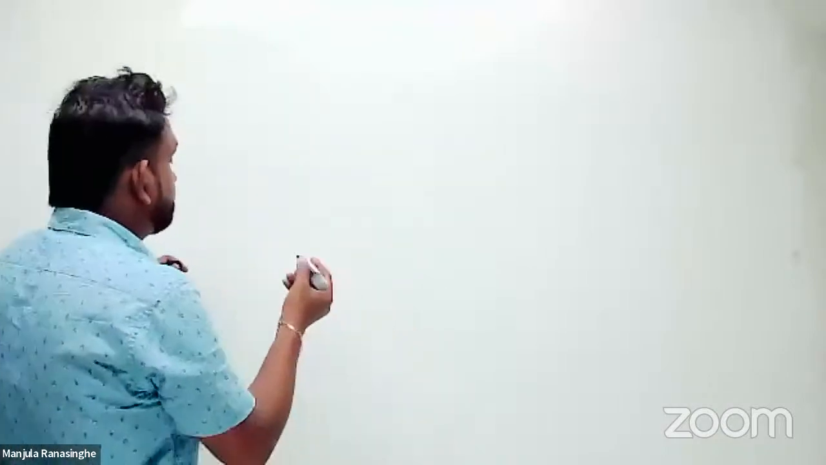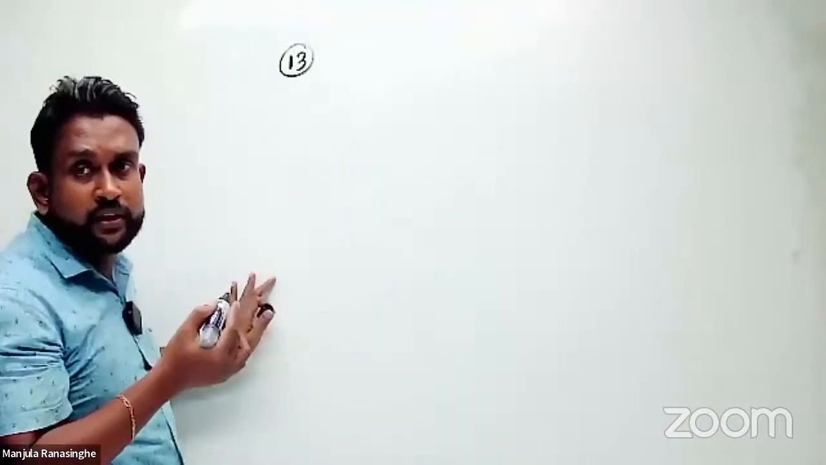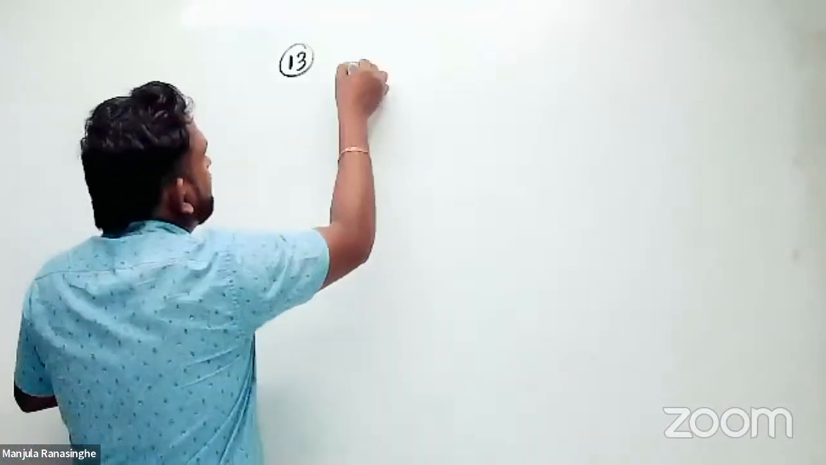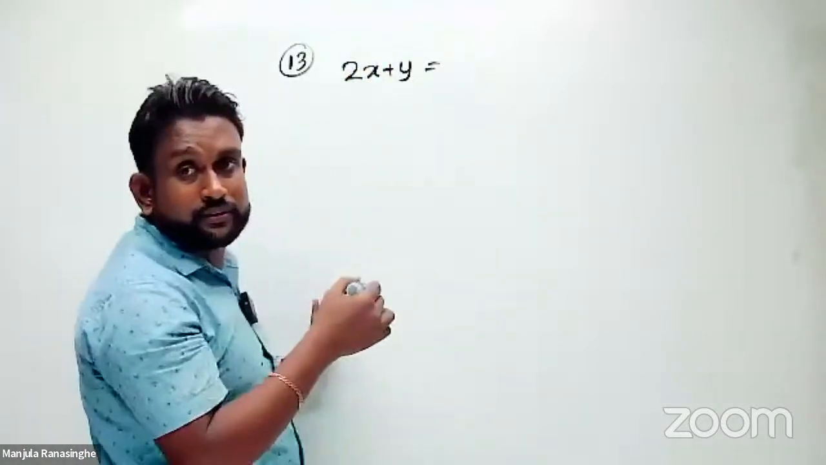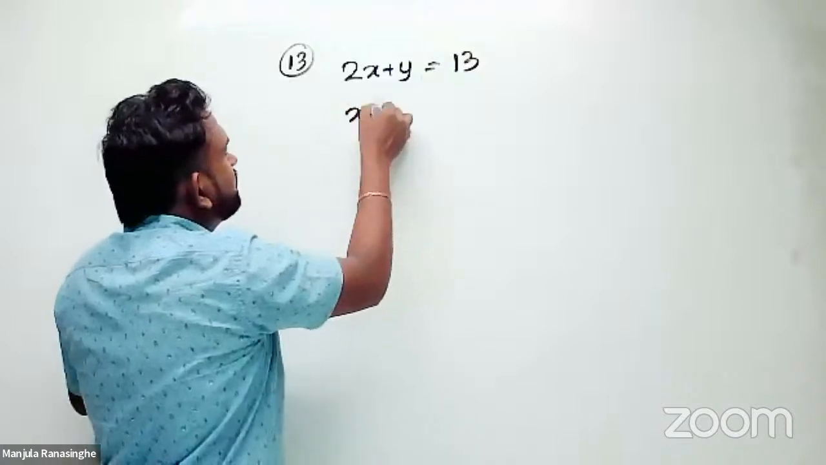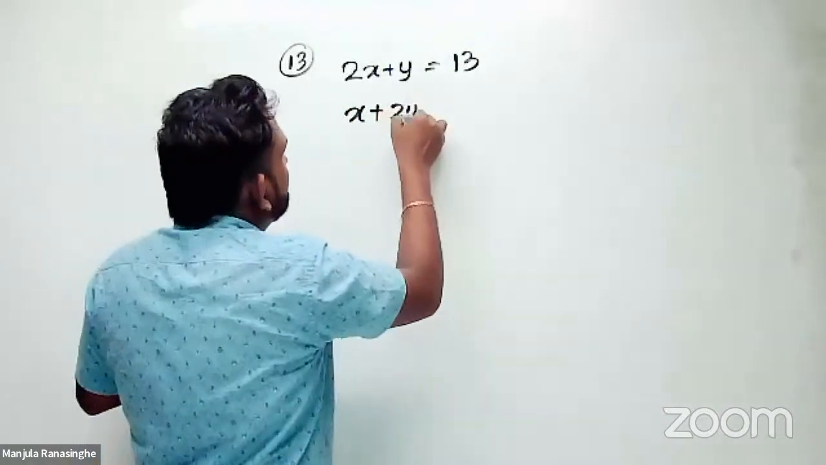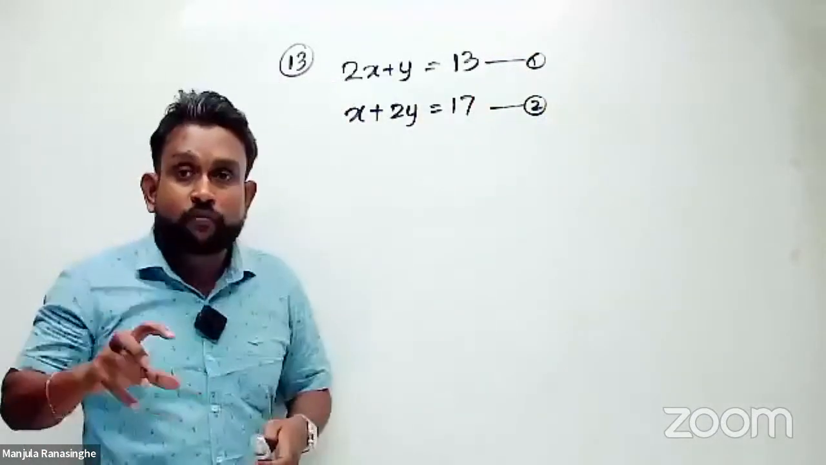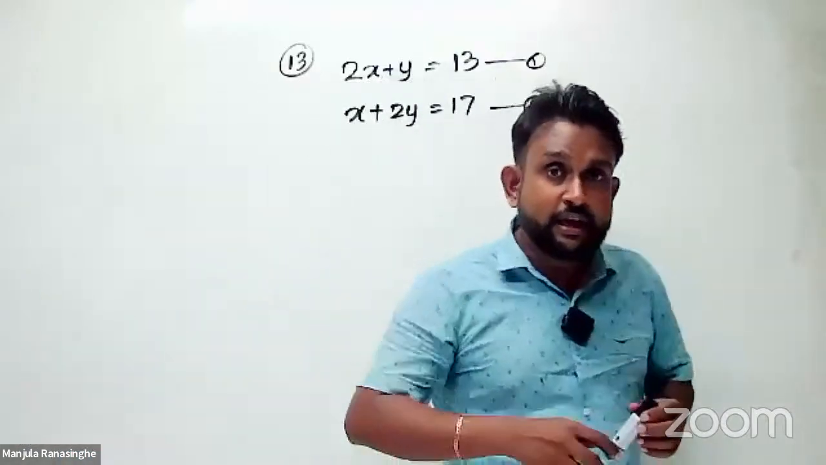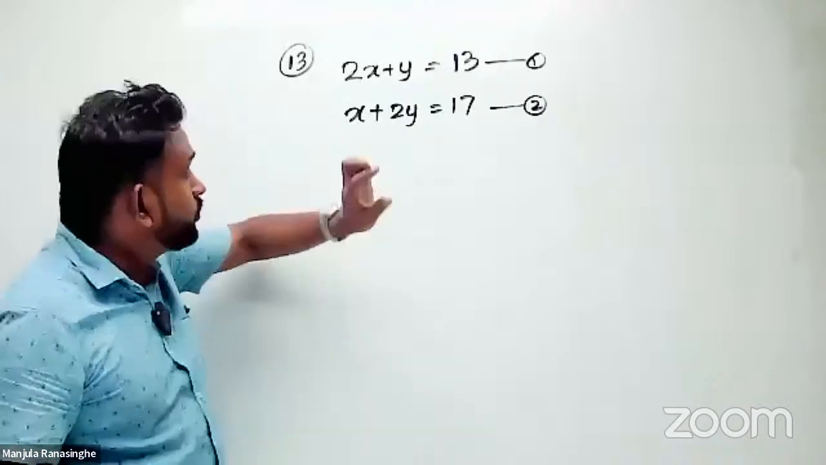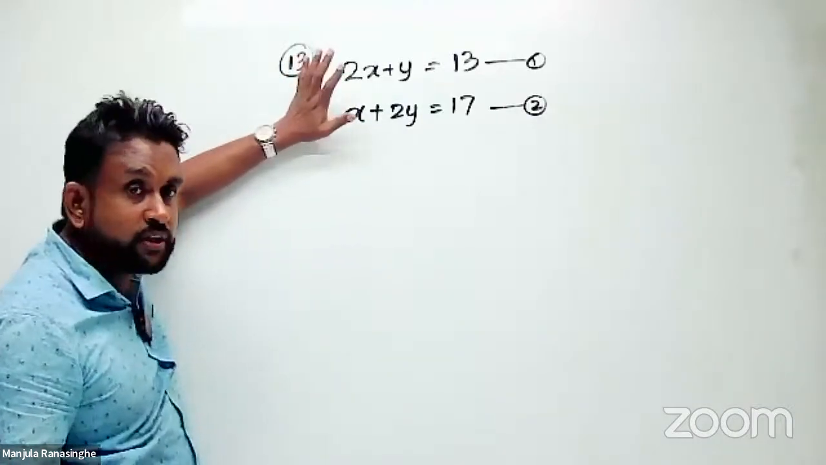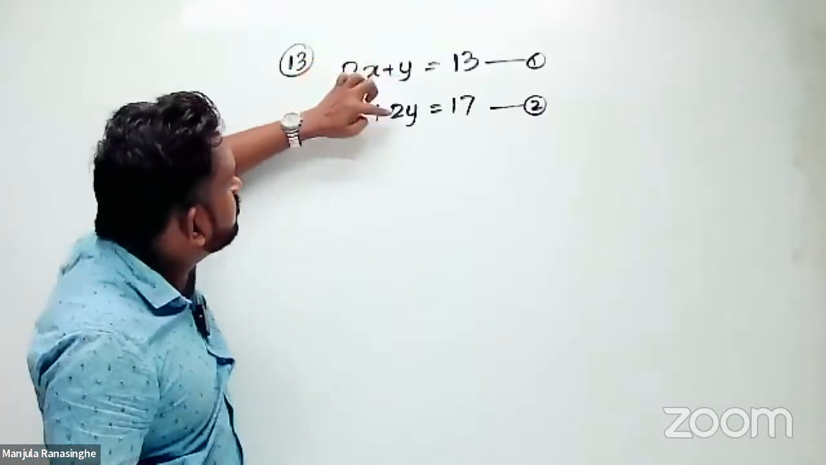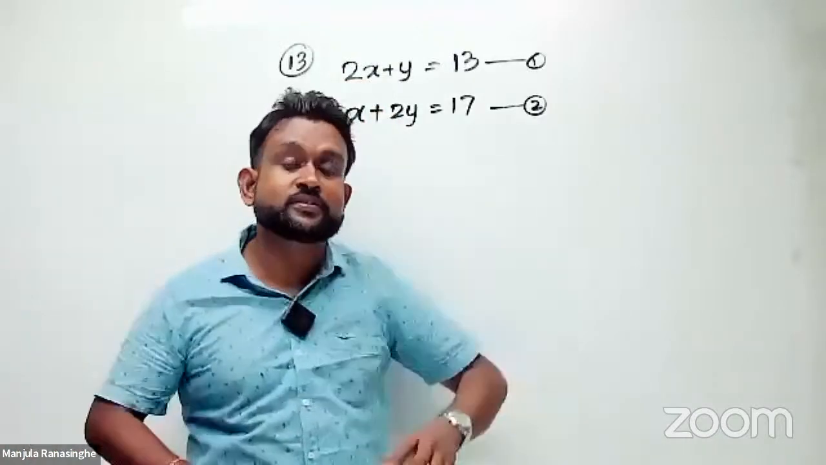Now question number 13. Find the value of x plus y without solving the pair of equations. So we have 2x plus y equals 13, and x plus 2y equals 17. This is the first equation, this is the second equation. Now check how, without solving x and y individually, to get the answer. Normally you can add the equations or subtract the equations. But adding the equations, think: 2x plus x becomes 3x, y plus 2y becomes 3y. So the x and y coefficients become equal.